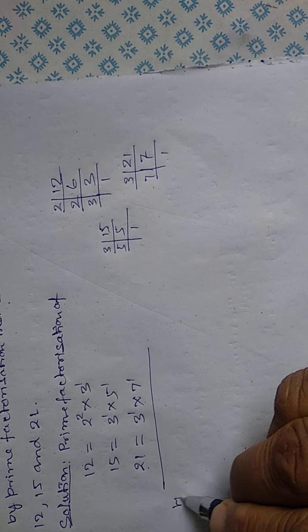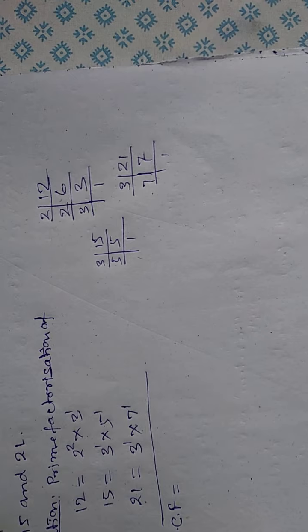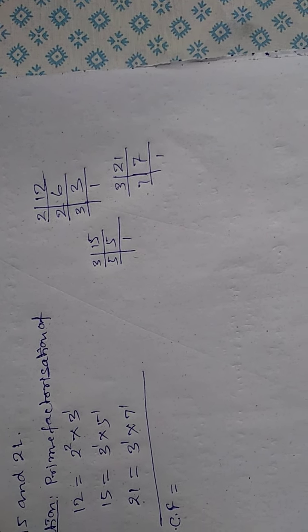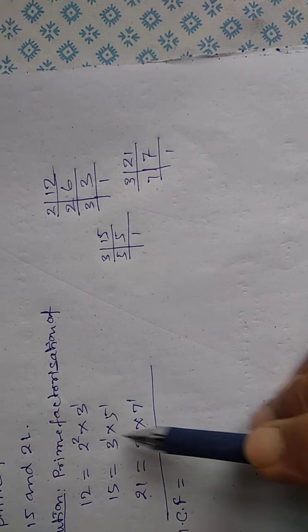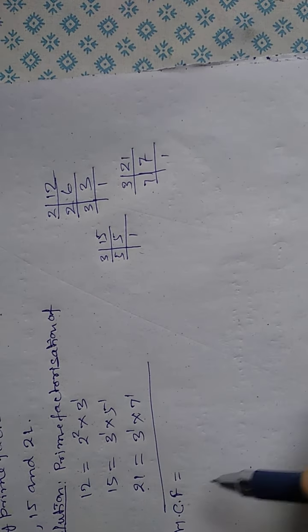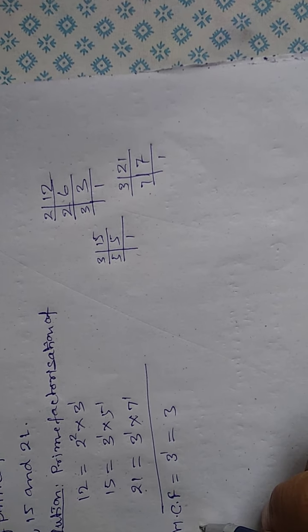Now HCF, as you know, in HCF you will write the smallest power of each common factor. Now see here, common factor is 3 and smallest power of 3 is 1 in all. Therefore HCF will be 3 power 1, that is 3.